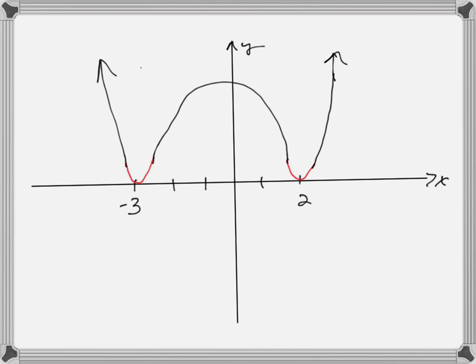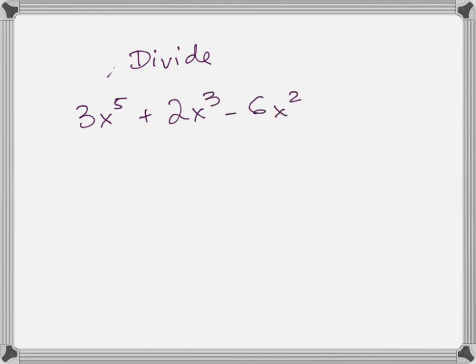Real quick, let's do one more before we go into section 3.6. I want to do one or two things. Okay, use synthetic division. Divide 3x to the 5th plus 2x cubed minus 6x squared plus 5 by x minus 2. Here you go. What is the quotient and what is the remainder?